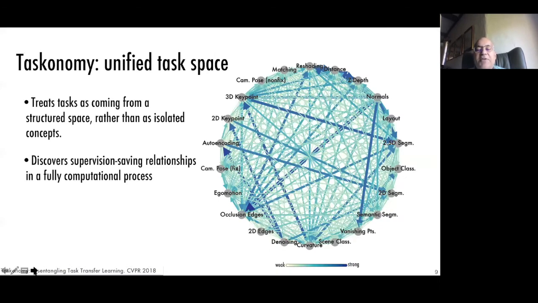And anyway, we go into all the gory details in this paper at CVPR, which actually won the best paper prize there. And the idea is that we have all these tasks that you see here, and we treat them as coming from a structured space rather than as isolated concepts. And there are thick arrows and thin arrows, and basically thick arrows imply that that task is very useful for training the other task. And this is a very practical system. You want to train for a new task, you find a related task, and then you do just a little bit of changing the readout function.